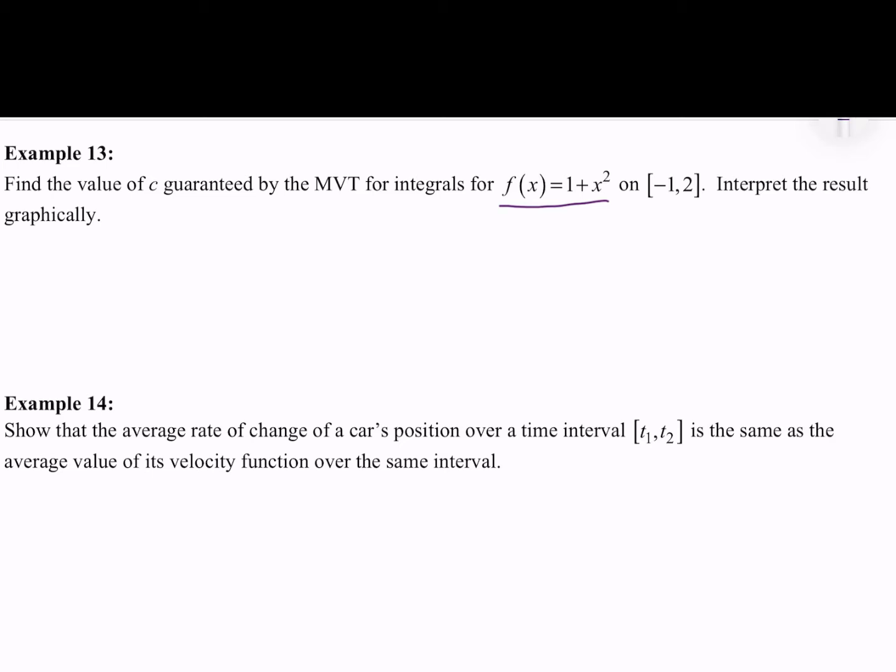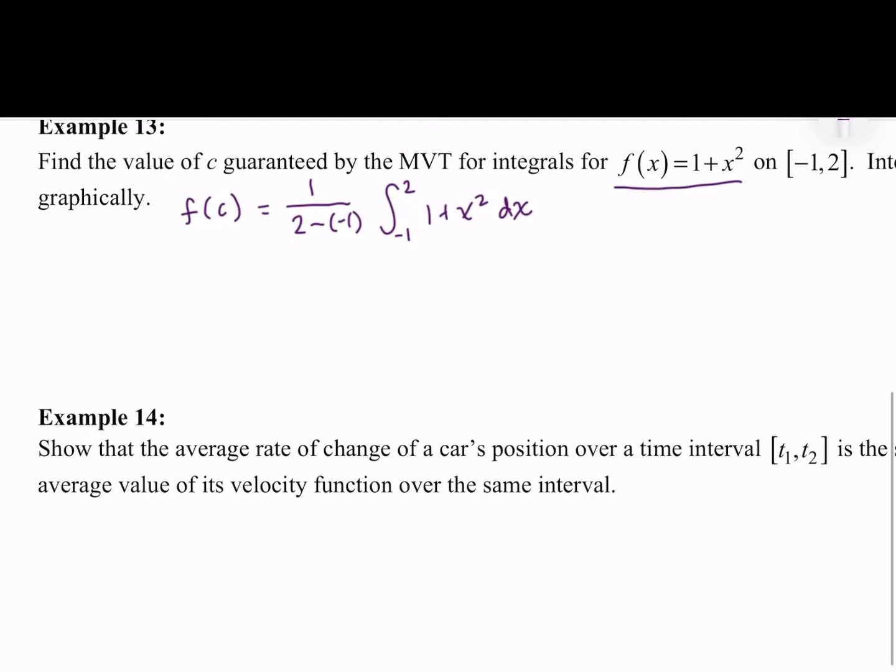Okay. So I'm just going to straight up use that equation that I see above. So I know there's an f of c for which this is true: 1 over b minus a, here I have b minus a, of the integral from a to b of f of x. Okay, and now we can figure out what is that value by solving the integral.